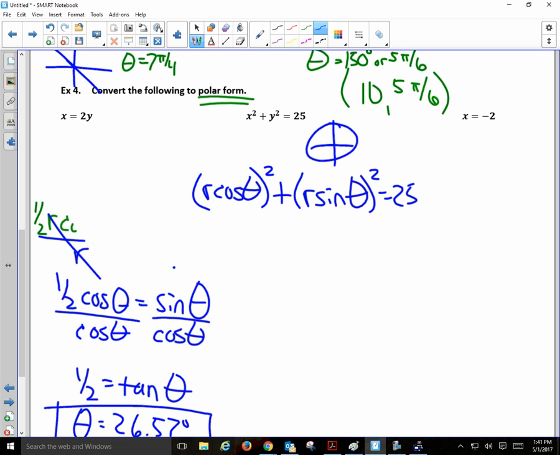Oh, boy. See if we can simplify that. I get r squared. Yep, we're going to square it. Good job. You guys are on the ball today. You guys must have gotten some sleep this weekend.